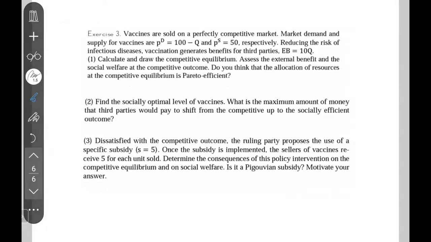So in this case, you have your external benefit, which is equal to Q. So we're probably going to need a marginal external benefit. So we can just derive that right away, and that's going to give us 10.